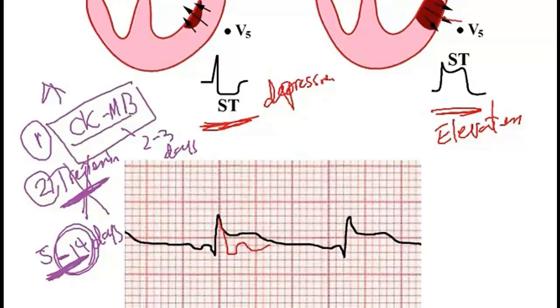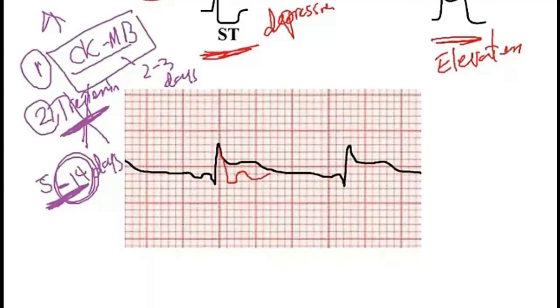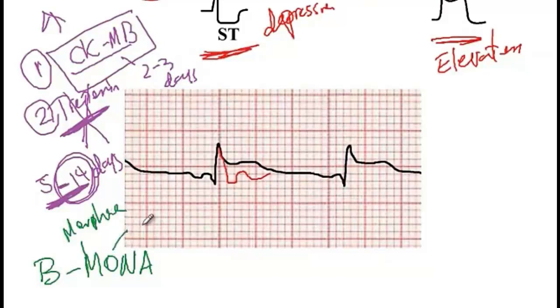Now, the treatments that you can use in patients that are developing myocardial infarction include the B-MONA. B stands for beta blockers, M for morphine to help with the chest pain, O for oxygen to help deliver more oxygen to the heart, N for nitrates. It causes dilation of the vessels, particularly the veins, and so less blood will go to the heart, and it would lessen the work of the heart. And then finally, aspirin.